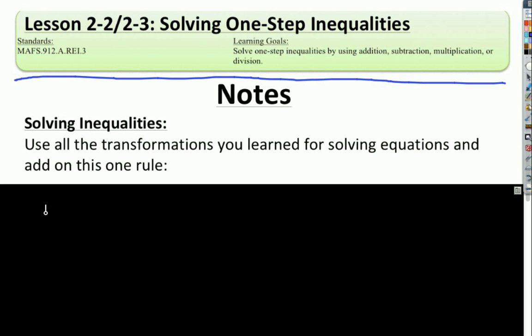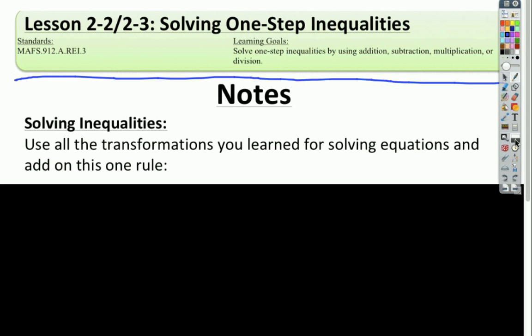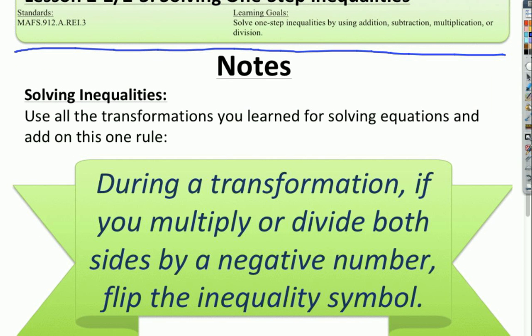I've also told you that algebra is about the details. And so there's one detail that we're going to add on to what you learned before. And it only applies to inequalities, and it only applies to certain inequalities. Here is the detail. If you're doing a transformation, and you multiply or divide both sides by a negative number, you must flip the symbol. This is the kind of detail that separates success from failure.